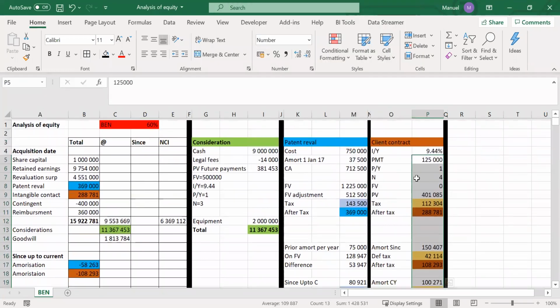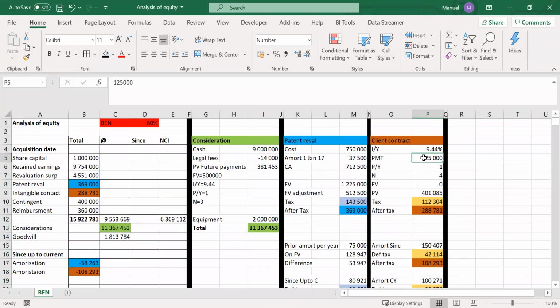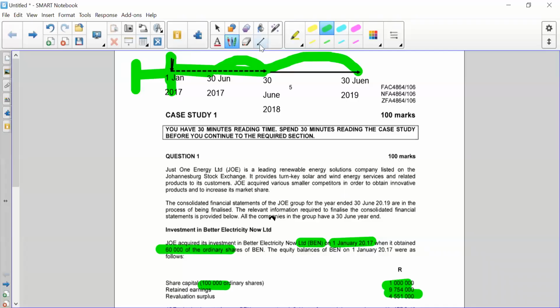Let me just make this a little bit user-friendly. We have a payment of 125,000 per year. Remember, we're doing this valuation as at the 1st of January 2017. So if we just go back to our timeline quickly, we're going to be paying this up until December 2020.